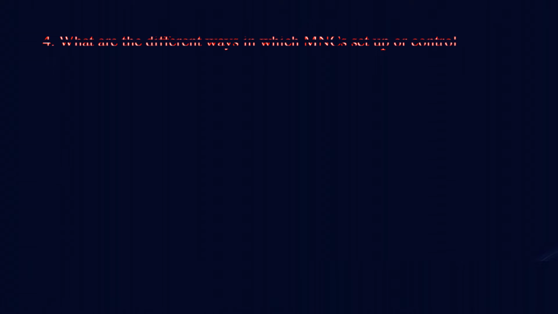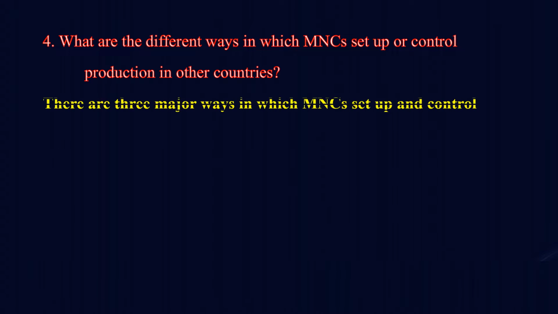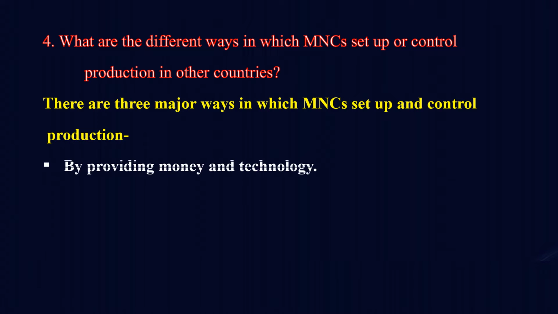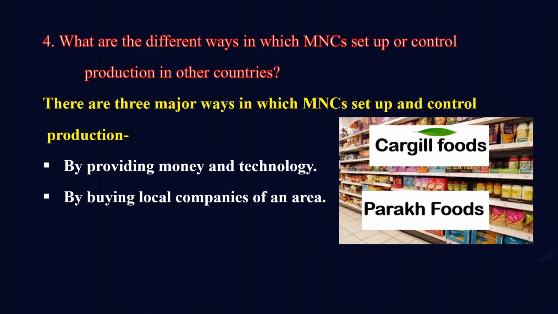What are the different ways in which MNCs set up or control production in other countries? There are three major ways in which MNCs set up and control production. The first is that MNCs can provide money and the latest technology for production to domestic companies. And the most common way is to buy up local companies. For example, Cargill Foods, a very large American company, has bought Parakh Foods, an Indian company. Now Parakh Foods had built a large marketing network in various parts of India.